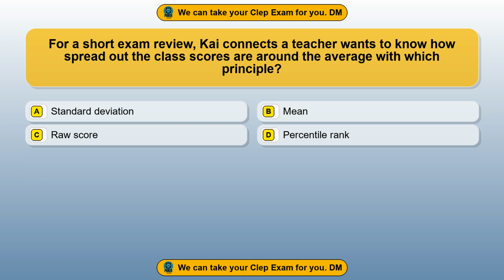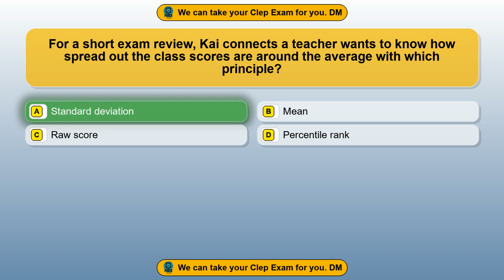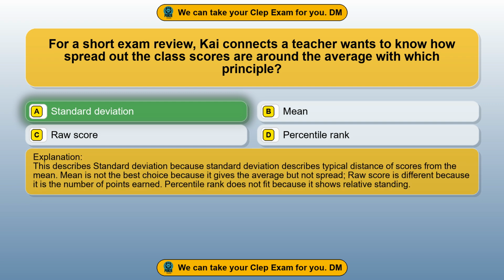Question 94. For a short exam review, Kai connects a teacher wants to know how spread out the class scores are around the average with which principle? Option A, standard deviation. Option B, mean. Option C, raw score. Option D, percentile rank. The correct answer is option A. Standard deviation. This describes standard deviation because standard deviation describes typical distance of scores from the mean.